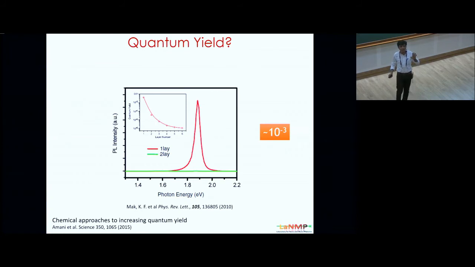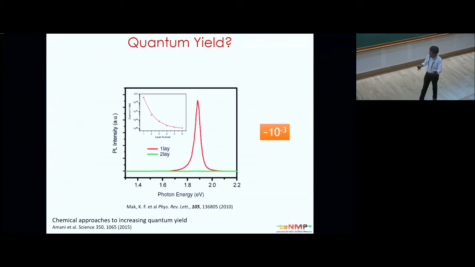But if you ask the question, what is the actual quantum yield of this material? Or in other words, if I put in 100 photons, how many photons do I get out of the system? It's pretty bad. It's actually 10 to the minus 3. So it's a very poor emitter, despite the fact that there is such a large oscillator strength. This comes about because the material has poor quality and there are a lot of defects in it, and so on. And there have been various approaches to improve this.